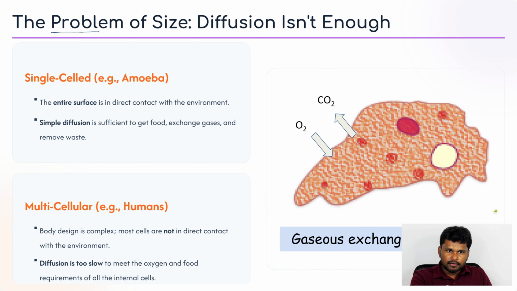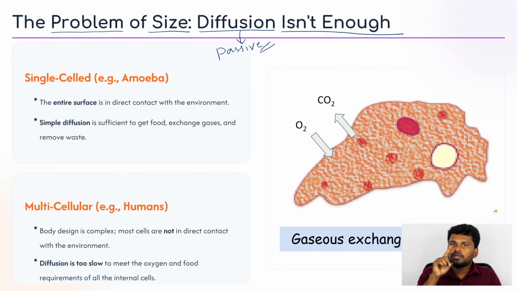Here we have a problem of size, and diffusion is not enough. What is meant by diffusion? First of all, let us see about the diffusion. Diffusion is a passive process. What is meant by passive? There are 2 types of processes. One is active and the other one is passive. In the case of active, we need some energy to get that process done. Okay, when it comes to the passive, we don't need any energy for that process to be done.